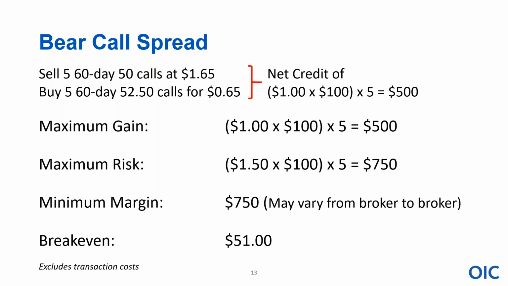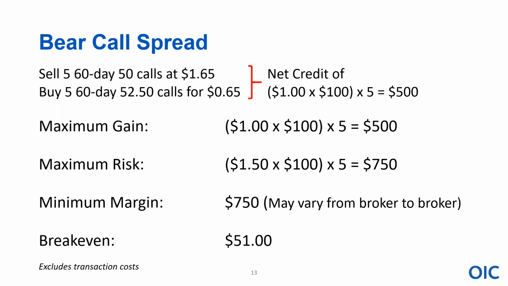Maximum risk here, the spread could have a full value of $2.50. We sold it for $1. So that would be a $1.50 loss on 5 contracts times the multiplier, $750 loss. We'd expect that to be the capital requirement.